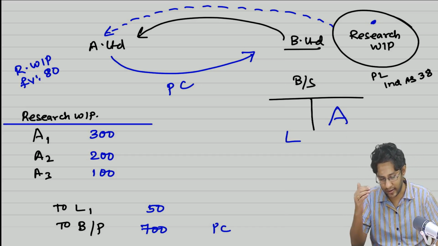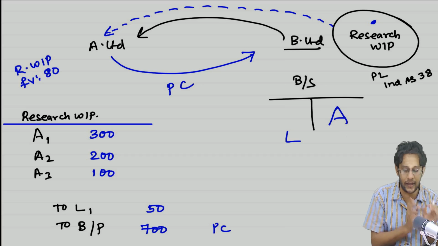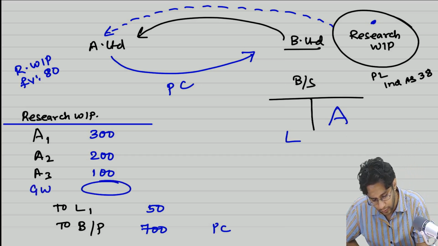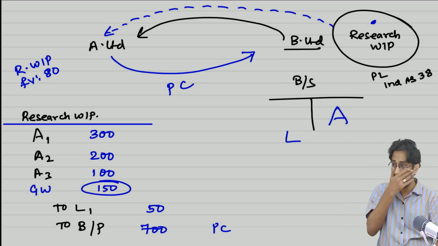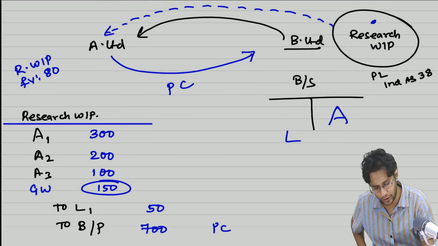So I simply recognize 3 assets and 1 liability. So whose 550? For 550 net assets, I paid a consideration of 700. So your goodwill balancing figure will be 150 rupees. Okay. Now, if you recognize research WIP, then what will happen?